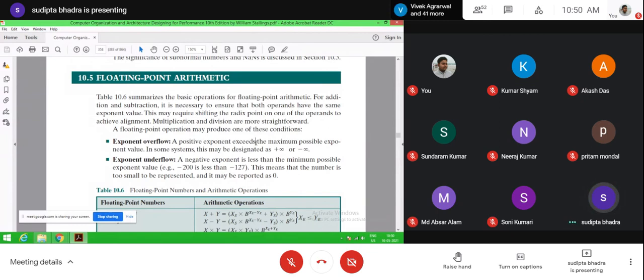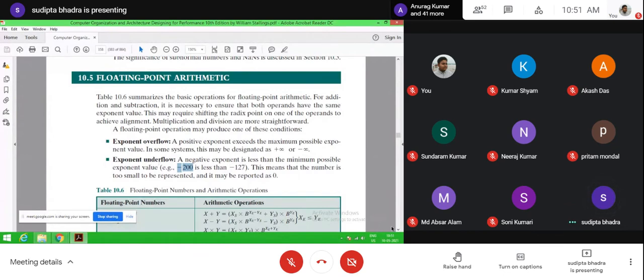Now, 8-bit for the exponent can store a particular value. More than that, 8-bit can't represent the number. So whenever the exponent value is more than that, that is exponent overflow. Now the reverse is exponent underflow. It means, if the 8-bit represents a minimum of, say, minus 127, but your calculated exponent value is minus 200, then that is exponent underflow.